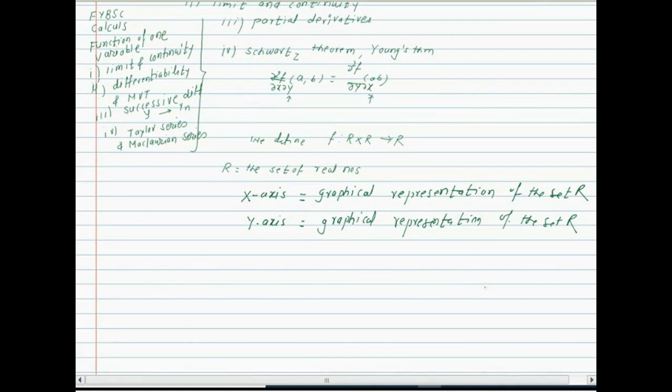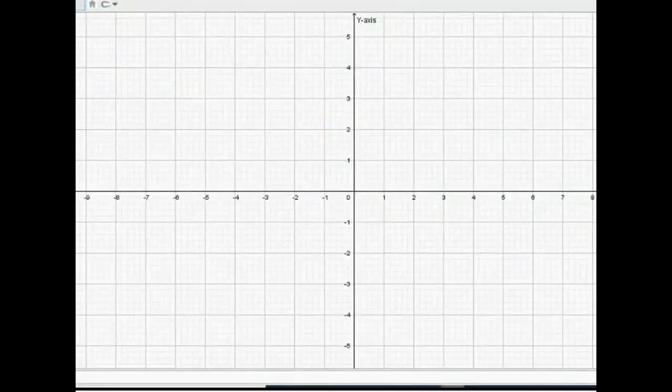Now let us see this. This is the x-axis. Between 0 and 1, only integers are shown on this x-axis. Actually, this is a set of real numbers. Between 0 and 1 there are an infinite number of points. Between 1 and 2 there are an infinite number of points. Between 2 and 3 there are an infinite number of points.